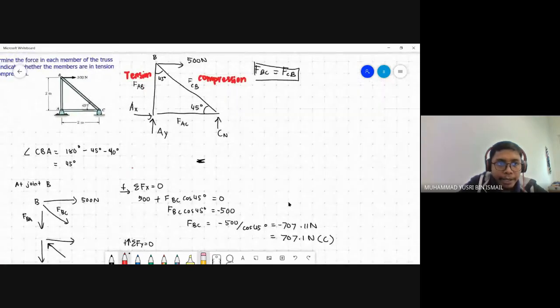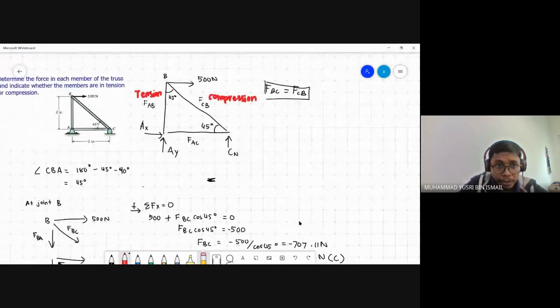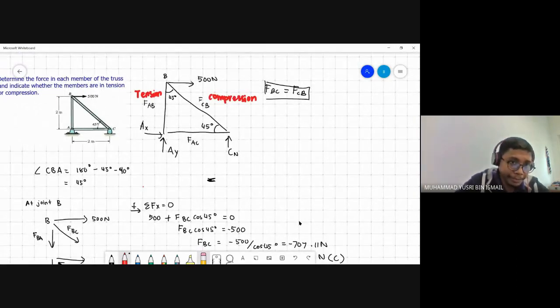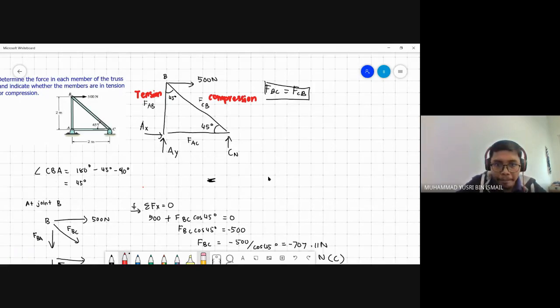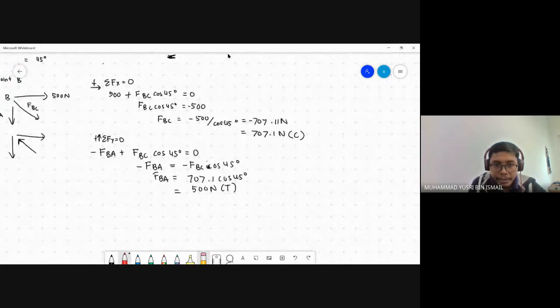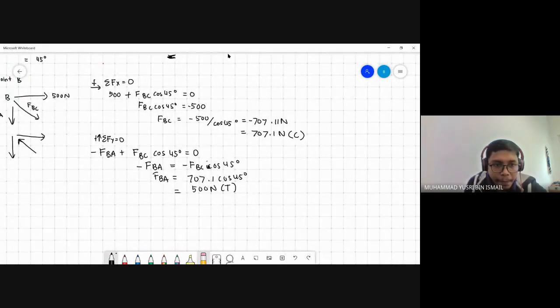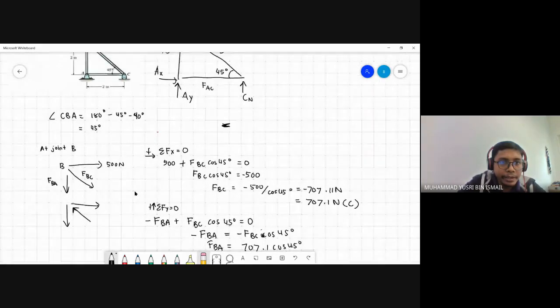Now I already have the value of FBA. What is next is I will do joint C. At joint C, draw again the free body diagram. Okay, C.